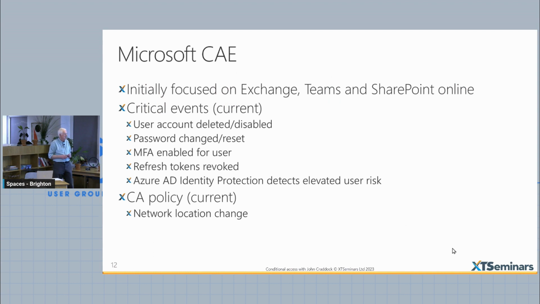Microsoft CAE is very much focused on Exchange, Teams, SharePoint, APIs that they know they control. Critical events are user account deleted, disabled, etc. Keep an eye on the documentation because it is changing. And in terms of the policy, it's network location at the moment.